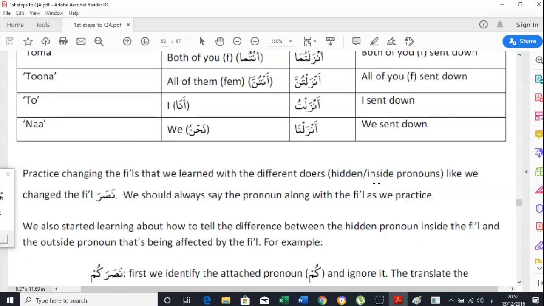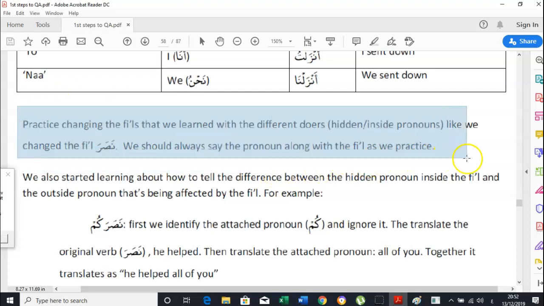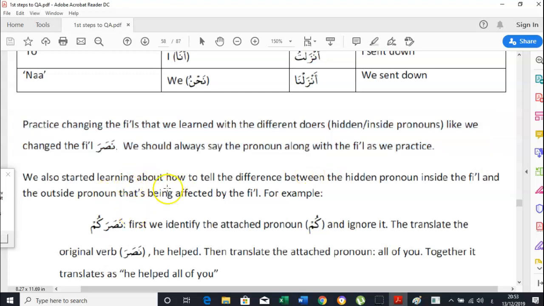So let's read this. Okay. It says, practice changing the fi'ls that we learned with the different doers hidden inside pronouns, like we changed the fi'l nasara. We should always say the pronoun along with the fi'ls as we practice. So basically what we've done already: huwa nasara, huma nasara, huwa anzala, huma anzala. That's what he's talking about. We also started learning how to tell the difference between the hidden pronoun inside the fi'l and the outside pronoun that's being affected by the fi'l. Yeah, what we've just been through now.